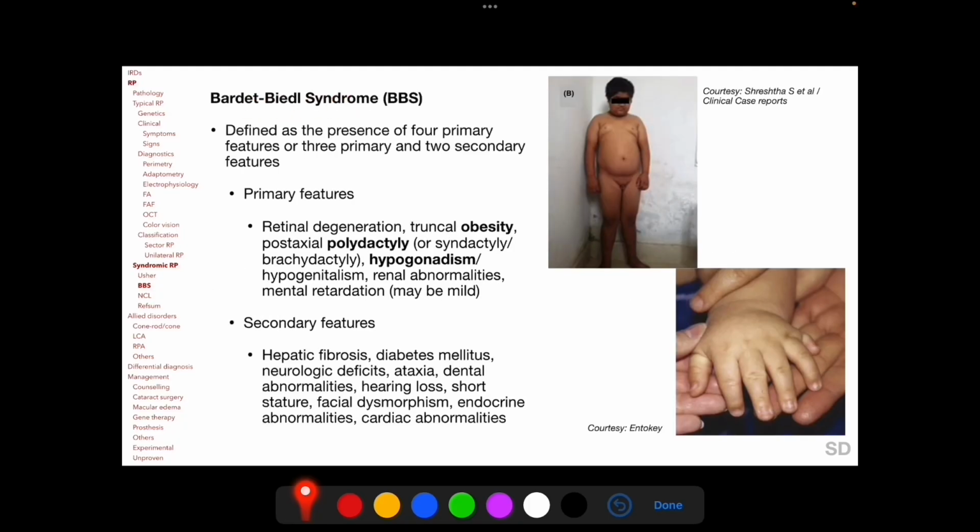Bardet-Biedl syndrome is defined as the presence of either 4 primary features or 3 primary and 2 secondary features. Primary features include retinal degeneration, truncal obesity, post-axial polydactyly, post-axial meaning polydactyly on the ulnar side of foot or hand, hypogonadism or hypogenitalism, renal abnormalities, and mental retardation, which may be mild, and a large number of entities are included in secondary features of Bardet-Biedl syndrome.